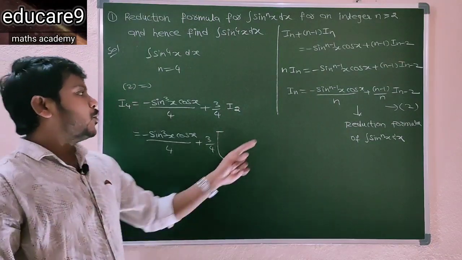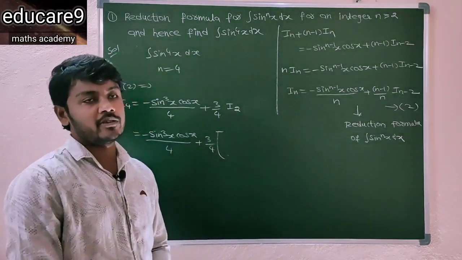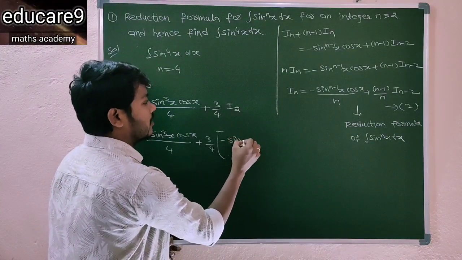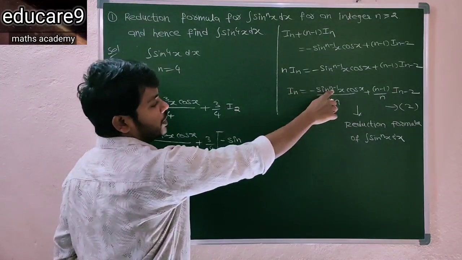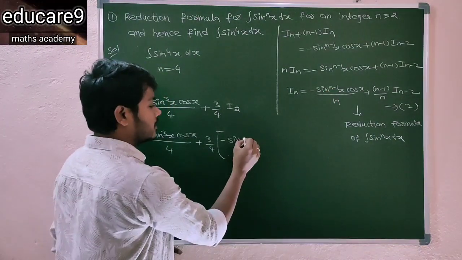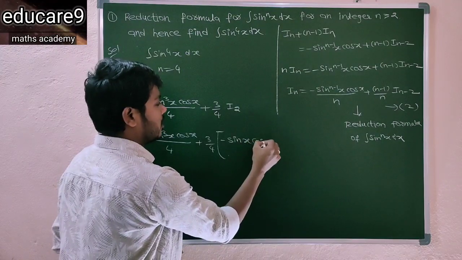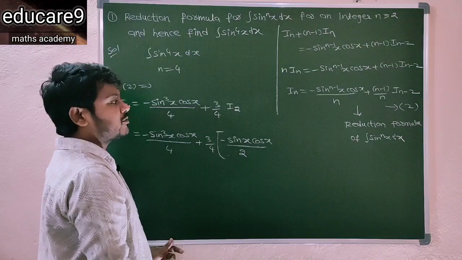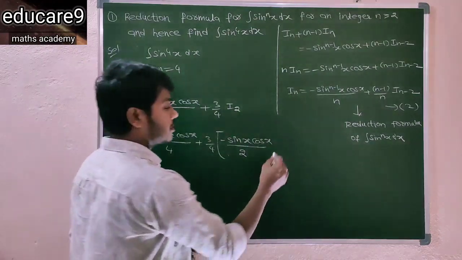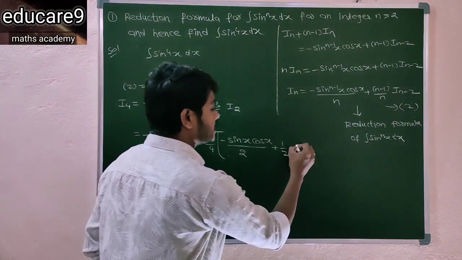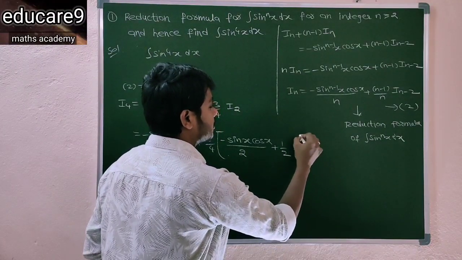So again we have to put n is equal to 2 in equation 1. So what you get? Minus sin^(2-1) x, sin^1 x. That is minus sin x cos x divided by 2, plus (n-1)/n, that is 2 minus 1, so we will get 1 by 2, into I(2-2), that is I0.